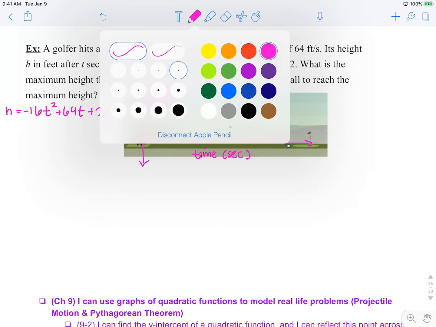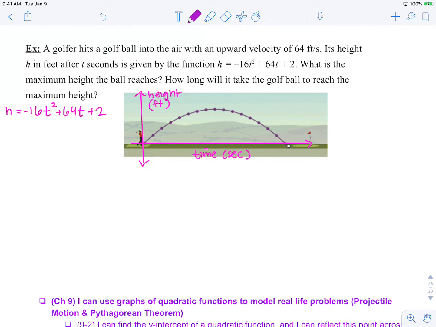So we can look at this quadratic equation and see that a equals negative 16, b equals 64, and c equals 2. Automatically, because a is negative, we know that this is a sad parabola, and you can see that from the picture, which means that this is going to be a maximum value. So that maximum value is our vertex, and that vertex always falls on this axis of symmetry.